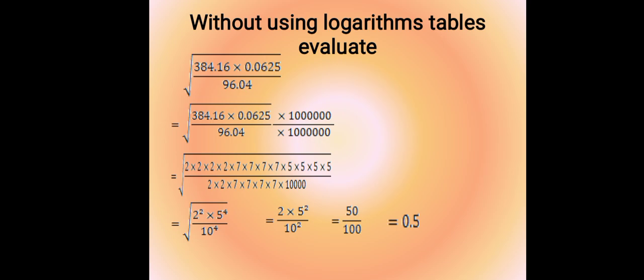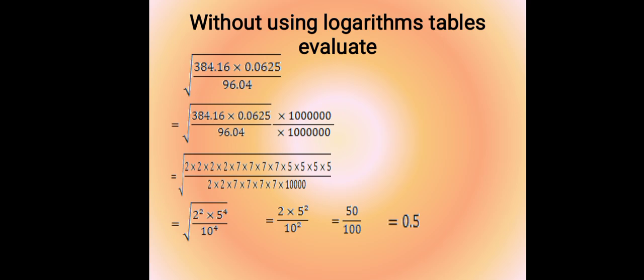Now, if you find the factors of the new number, 38,416, it is 2 times 2 times 2 times 2 times 7 times 7 times 7 times 7. This means that we have 2 raised to the power 4 for that number, and 7 raised to the power 4 for that number.